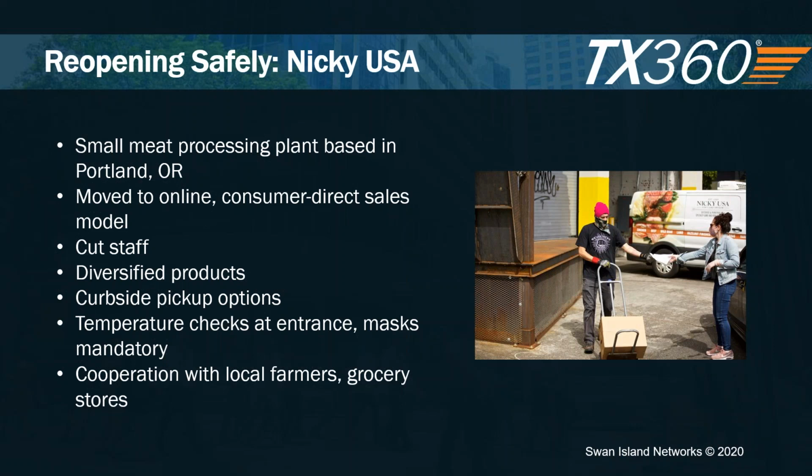They made the difficult decision to cut staff with hopes, of course, of rehiring them at the end of the pandemic. They've diversified the products they sold to include specialty mushrooms, CBD products, and even toilet paper. They've expanded to curbside pickup options with customers popping their trunks upon arrival to avoid any contact. They've mandated temperature checks at entrances and enforced mask wearing amongst employees. And they've increased their cooperation with local farmers and with grocery stores to ensure that their client base has diversified. In 8 weeks of lockdown, the company managed to recoup 40% of its business, and not a single employee had fallen ill, which of course is a great win for the company.